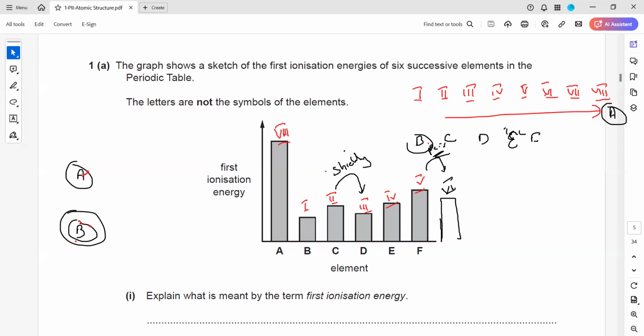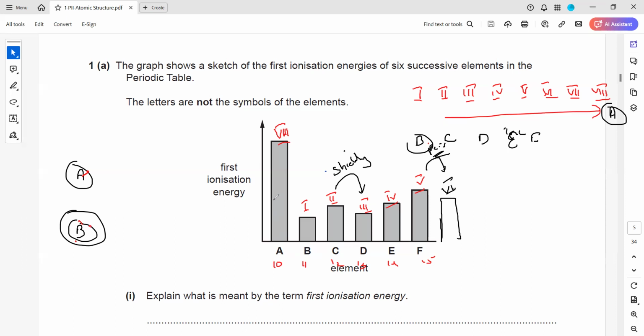There will be more protons in B as compared to A. But you cannot relate it to the protons, because as the proton number increases, the ionization energy should increase. In this case, the ionization energy is not increasing, it is decreasing. So why is it decreasing? Because these are successive elements. If this has proton number 10, this will have 11, this will have 12, 13, 14, 15, any number, but these are successive elements.